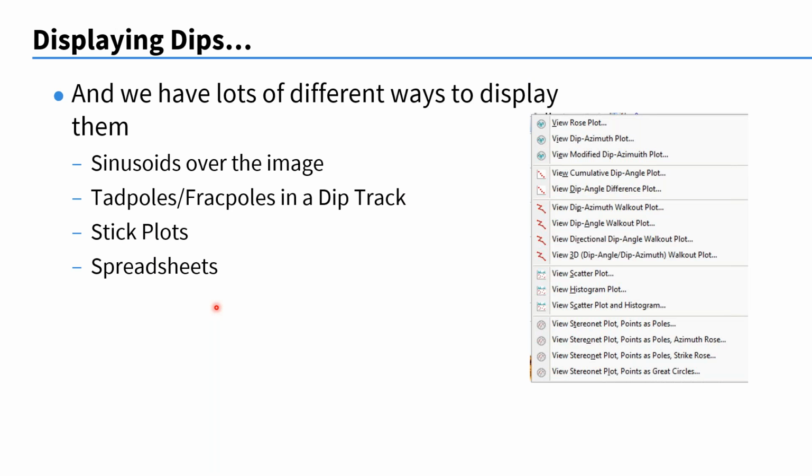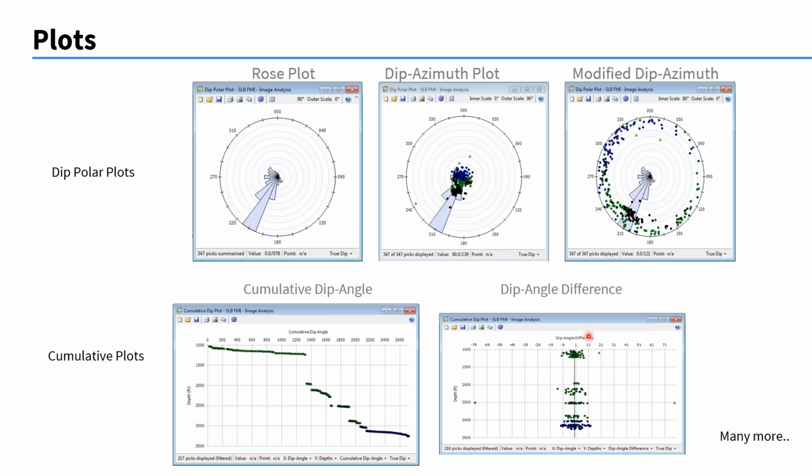Once you pick your dips, you could then display them on plots. We have many different plots that you could display these dips on. There's a sinusoid over the image, a tadpole in a dip track, stick plots, or you could also display it on a spreadsheet, and many more plots that we have available. I'll just give you some briefing on the plots that I just mentioned.